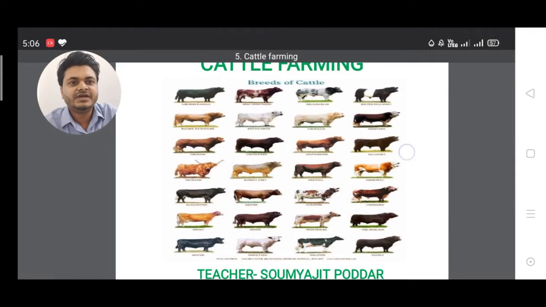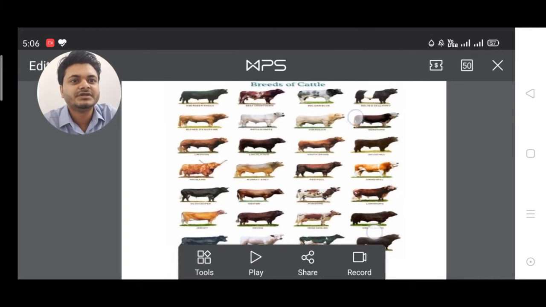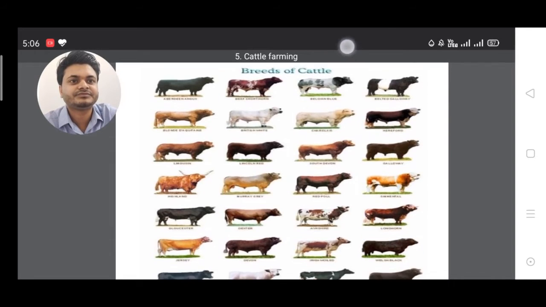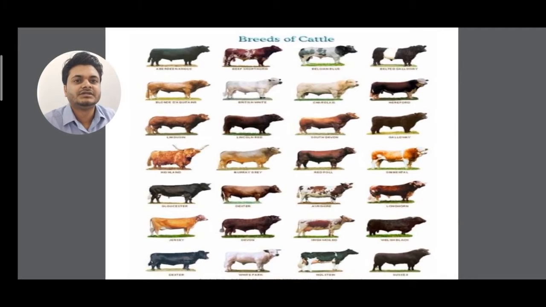You can see the very nice slides I have given. It is a very interesting topic. The lecture will be beneficial. In the first slide you can see different types of cattle have been given here. In the next slide, I have magnified those types. Here we'll study the importance of cattle, why we breed it, and what the economic importance of it is. So these are the different breeds of cattle.